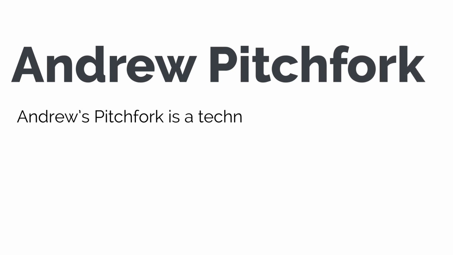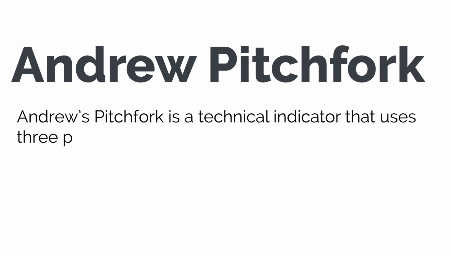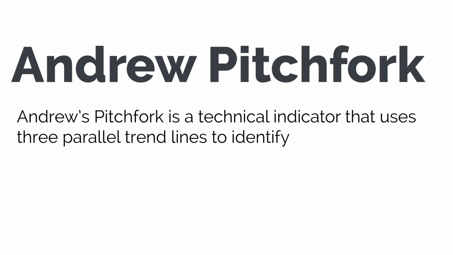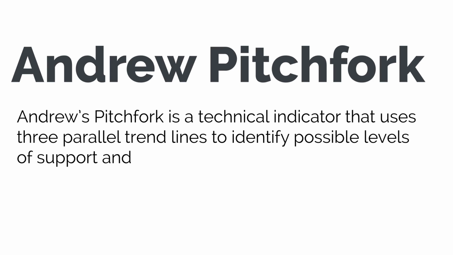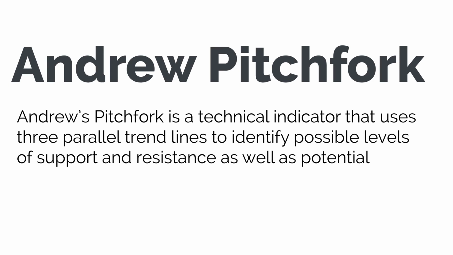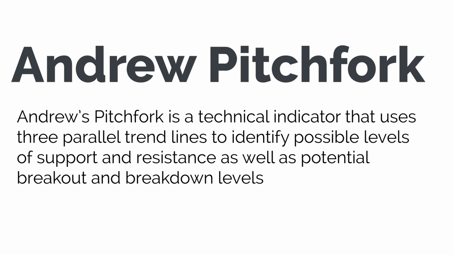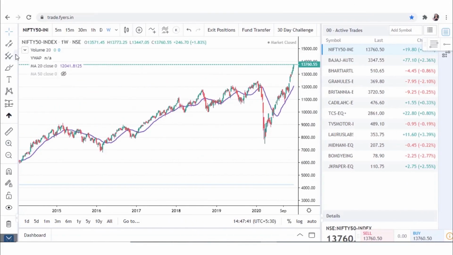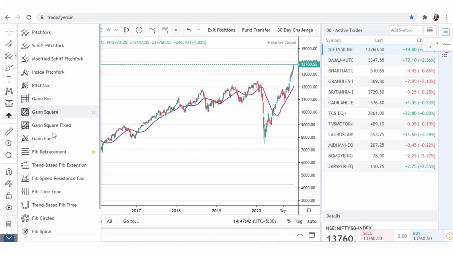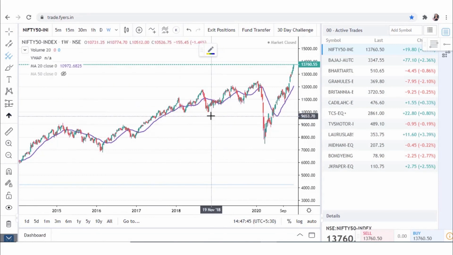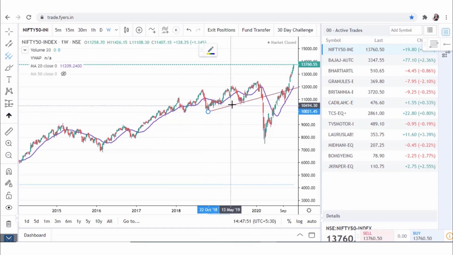Andrew's pitchfork. Andrew's pitchfork is a technical indicator that uses 3 parallel trend lines to identify possible levels of support and resistance, as well as potential breakout and breakdown levels. The indicator uses trend lines that are created by selecting 3 points at the start of the confirmed trends, higher or lower. This is achieved by placing the points at 3 consecutive peaks and troughs.